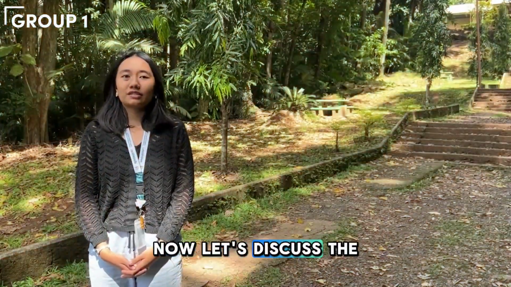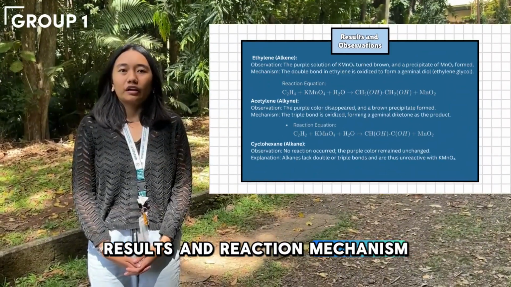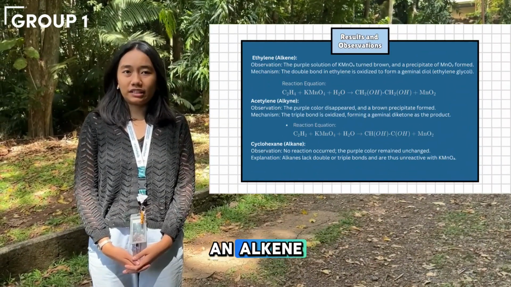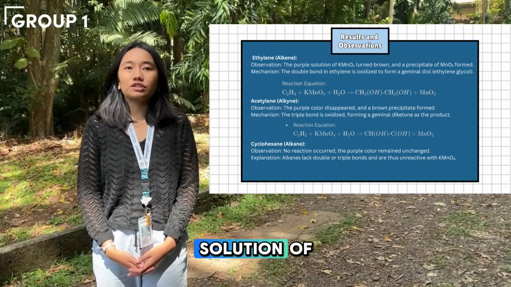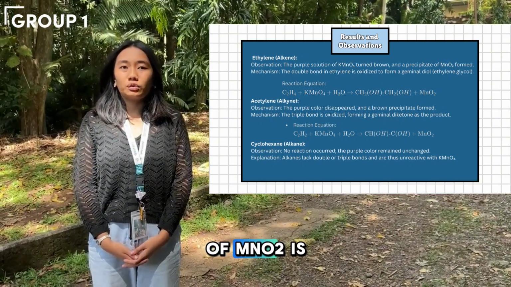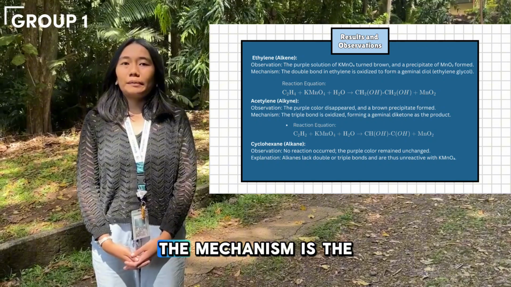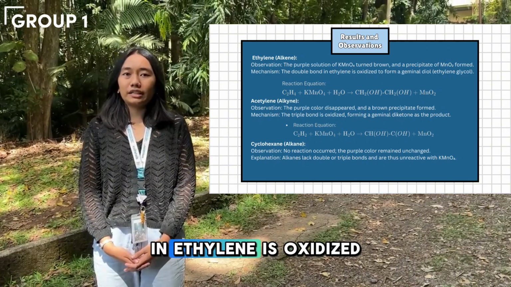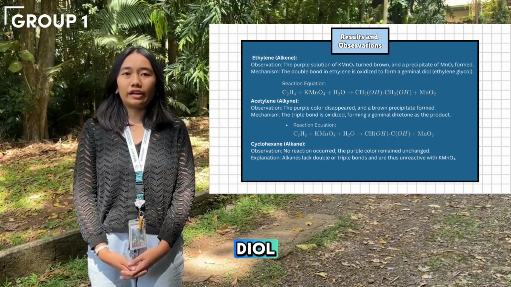Now let's discuss the results and reaction mechanism. For ethylene, which is an alkene, the observation is that the purple solution of KMnO4 turned brown and a precipitate of MnO2 is formed. The mechanism is that the double bond in ethylene is oxidized to form a geminal diol.